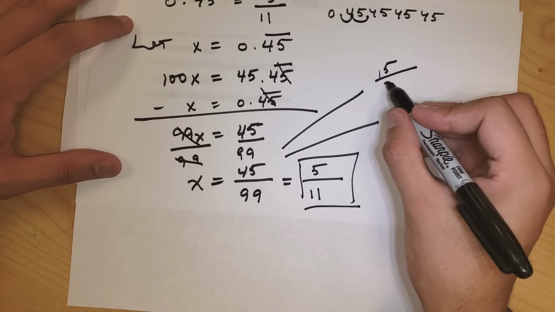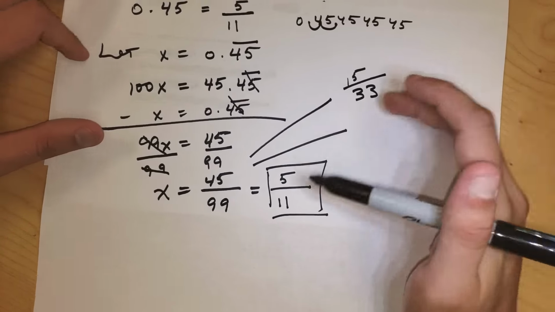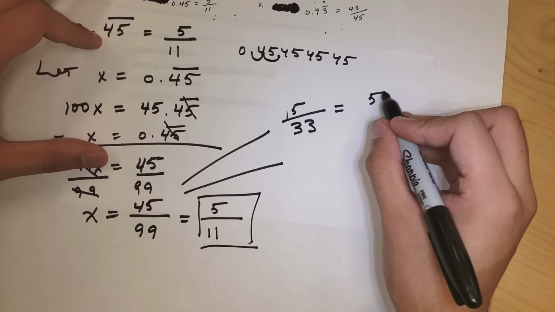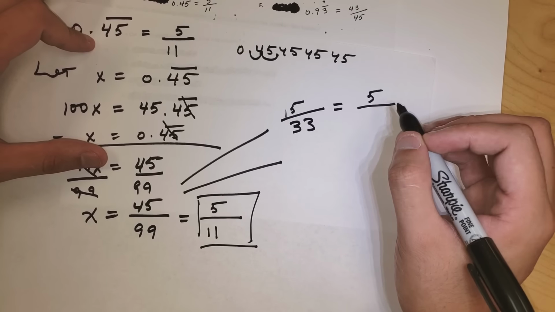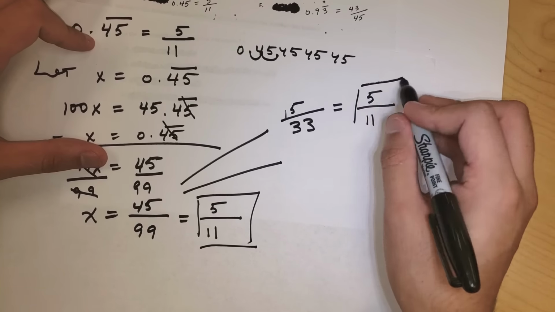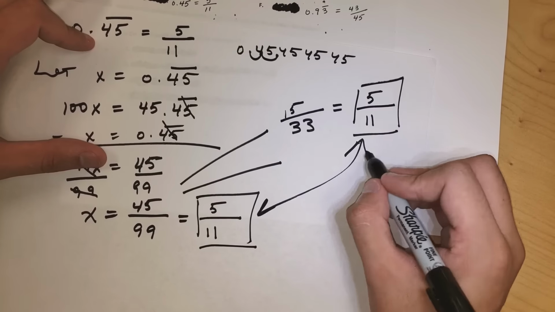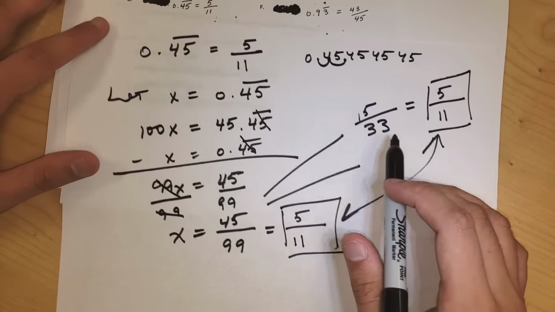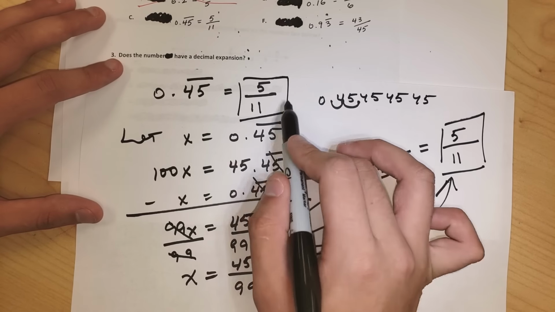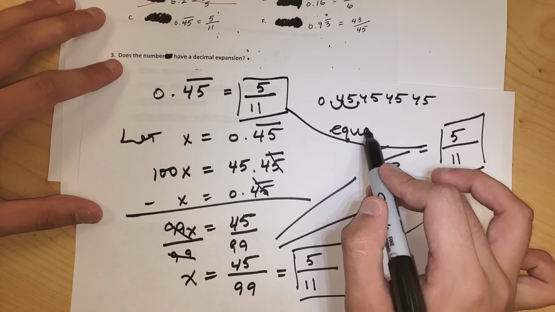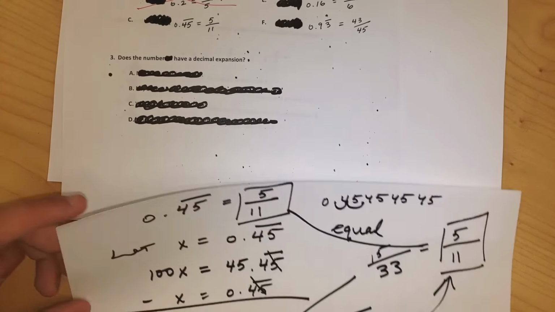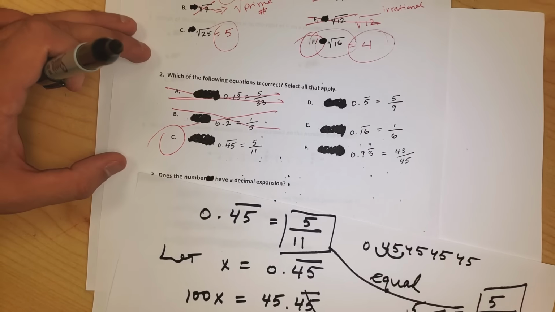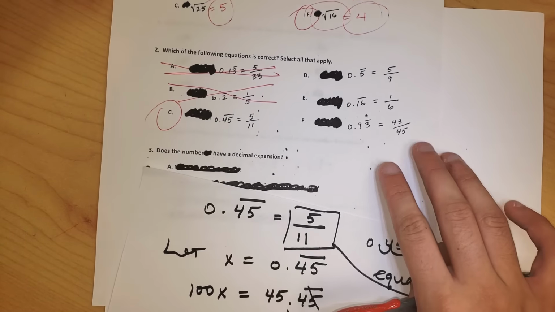3 goes into 99 33 times. Now you can use the 3's trick again. 3 goes into 15 5 times, and 3 goes into 33 11 times. So you get 5 over 11 just like you did down here. Whichever one you like to use more, you can do. The problem says 5 over 11, so we know these are equal. We can select that one as one of our answers, which is letter C in this case. So we'll circle C, or check the box on the computer.